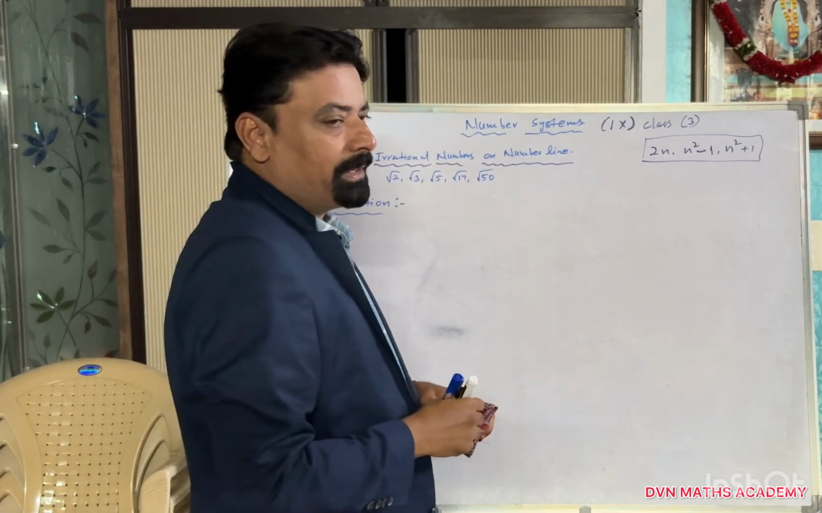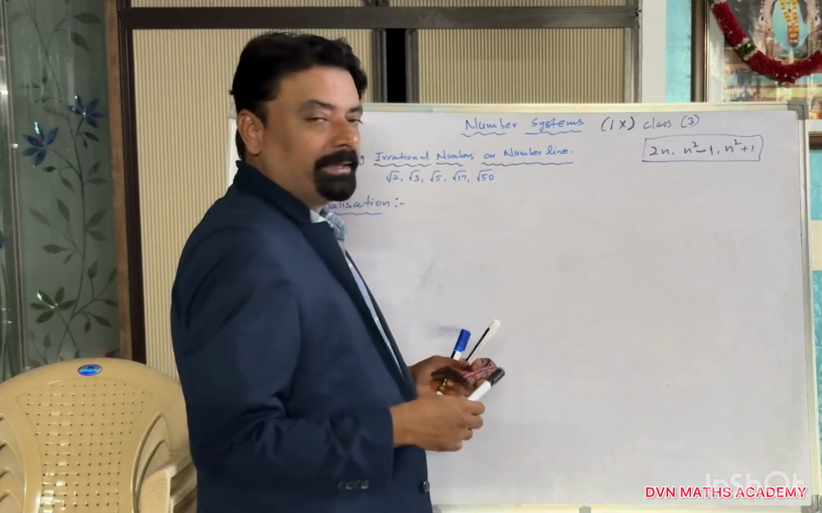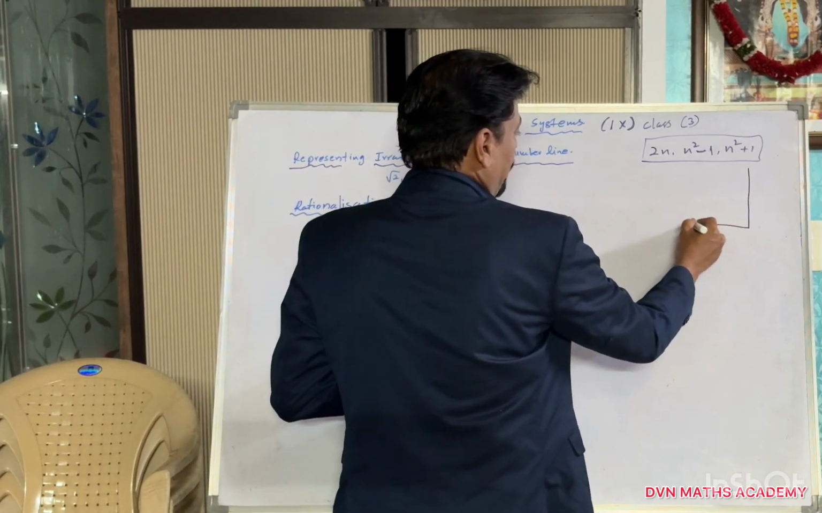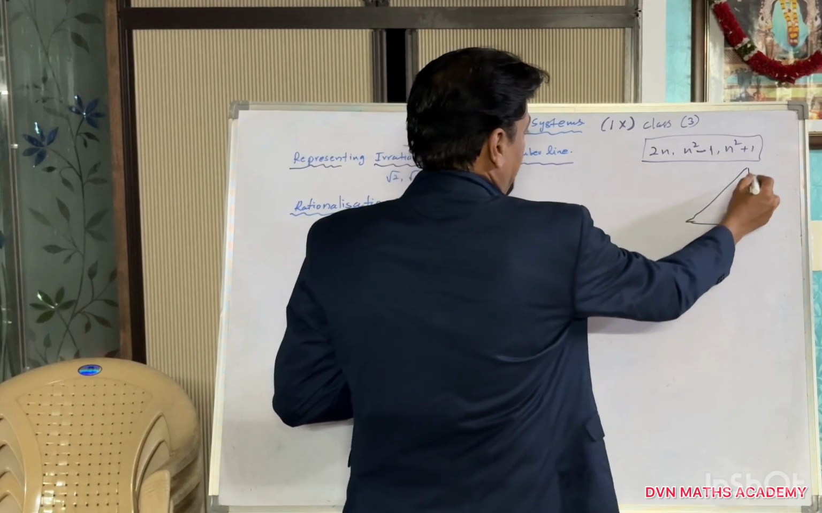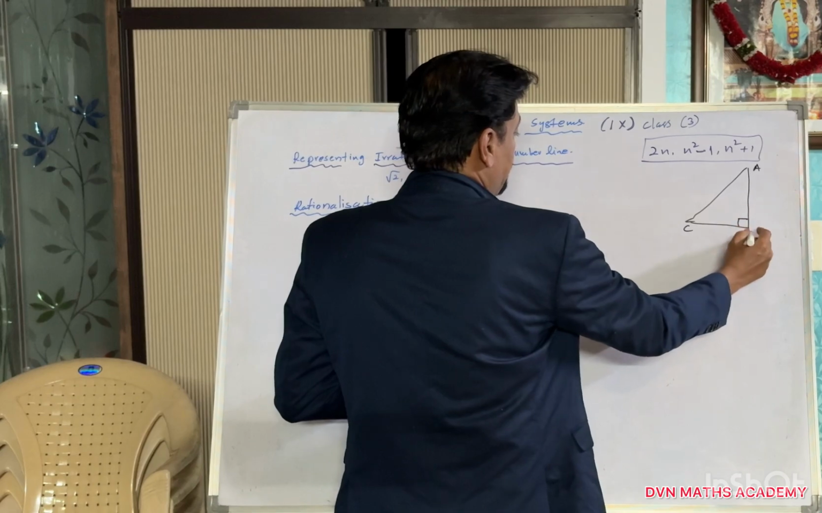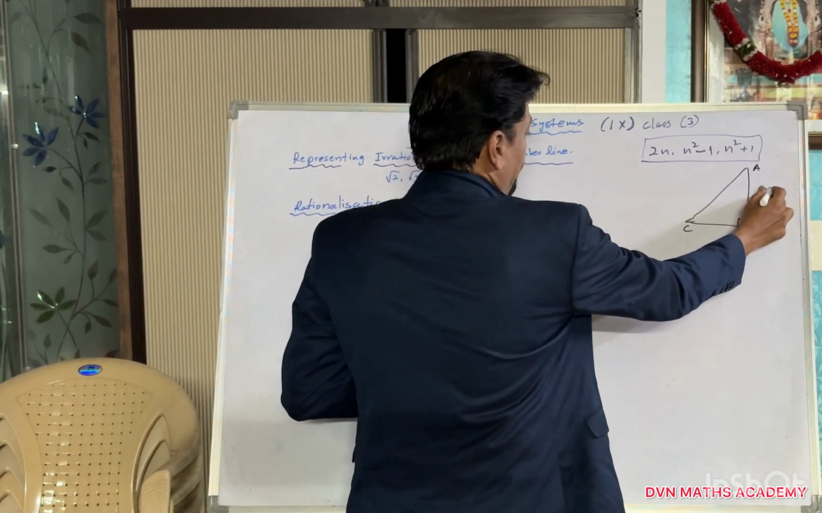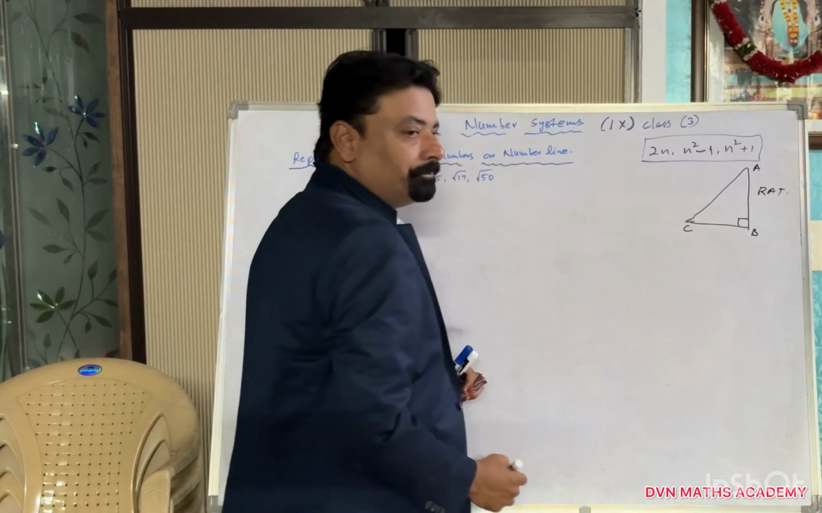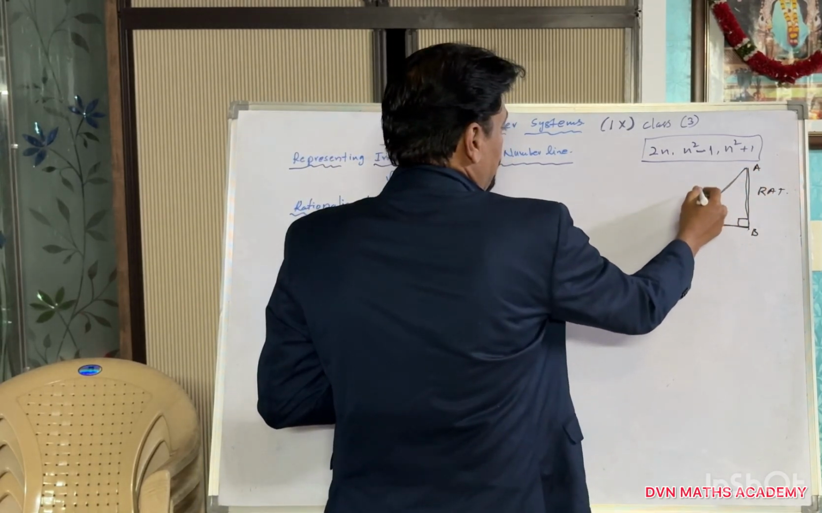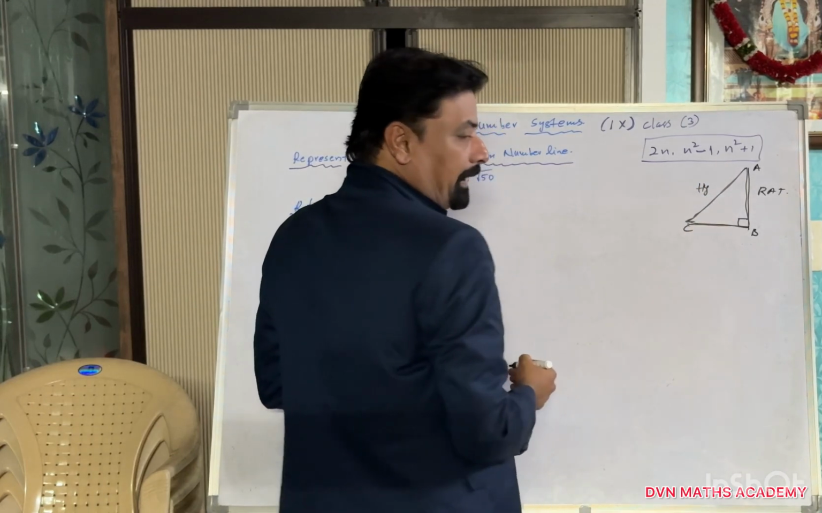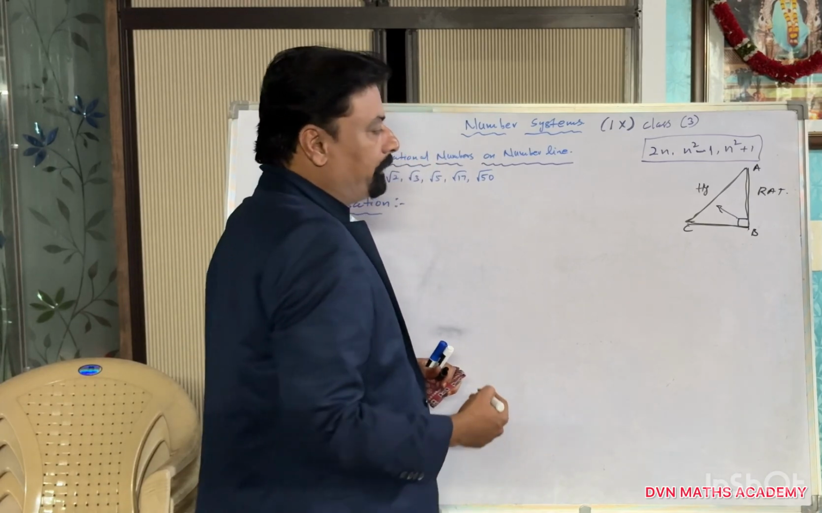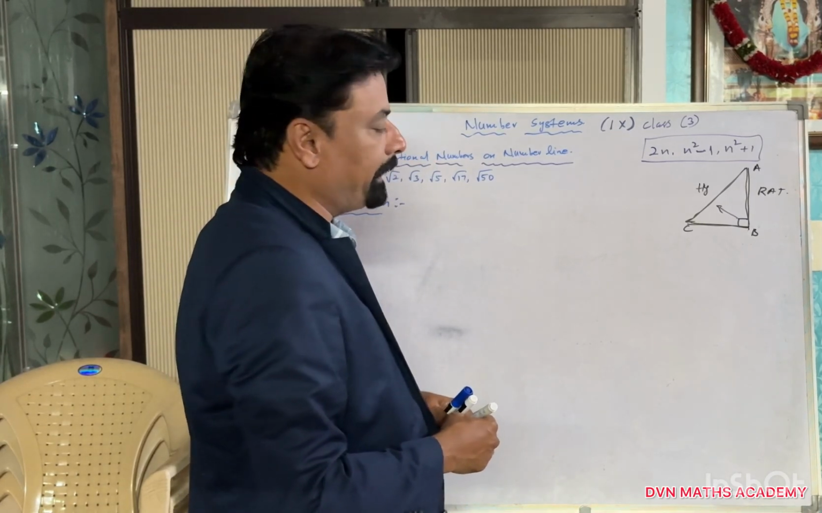But here a student must know the concept of the Pythagoras theorem. This theorem is applicable for a right angle triangle. For example, this ABC is a right angle triangle where B is a 90 degree angle. In every right angle triangle, the longest side, which is opposite to the 90 degree angle, we call the hypotenuse of the given right angle triangle.